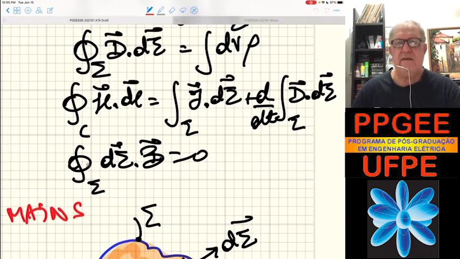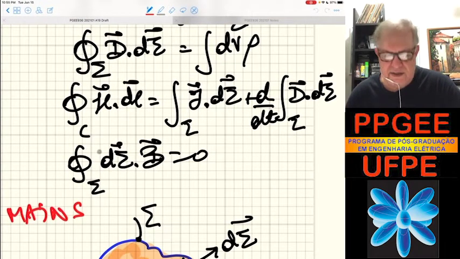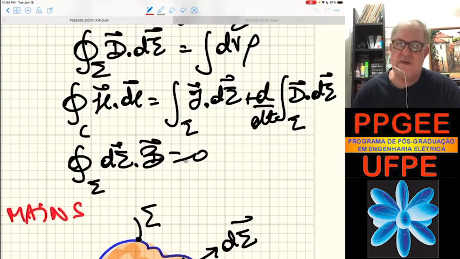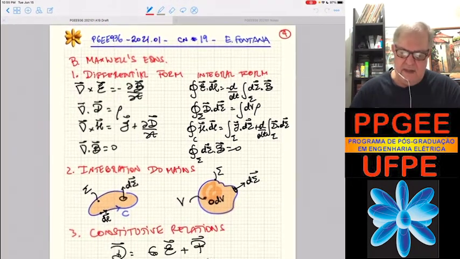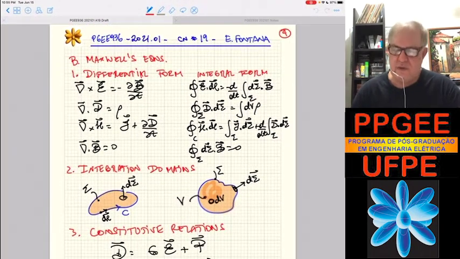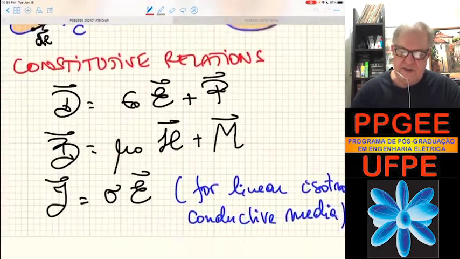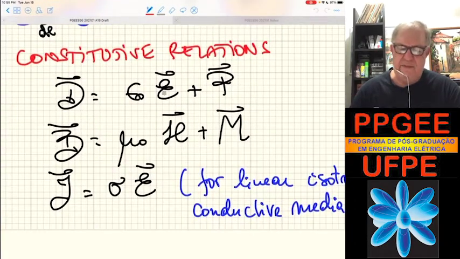And finally, the magnetic charge enclosed by a surface is always equal to 0. Also, we need constitutive relations. In general, D, E, and P. P is the polarization vector. If you have a set of dipoles in one material, you can define a polarization. You can have this general constitutive relation.